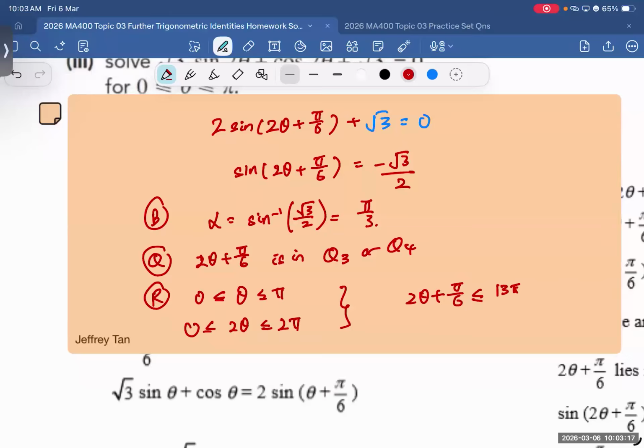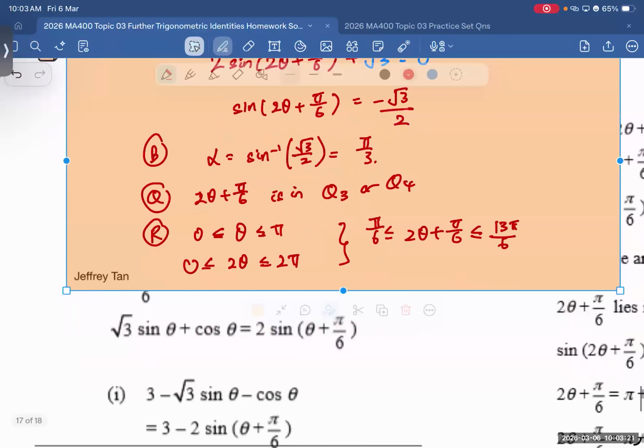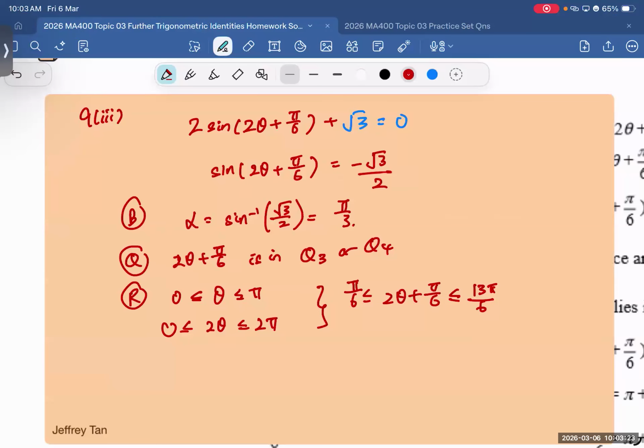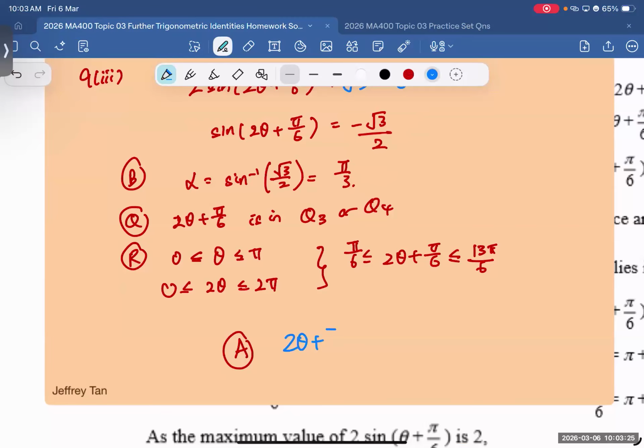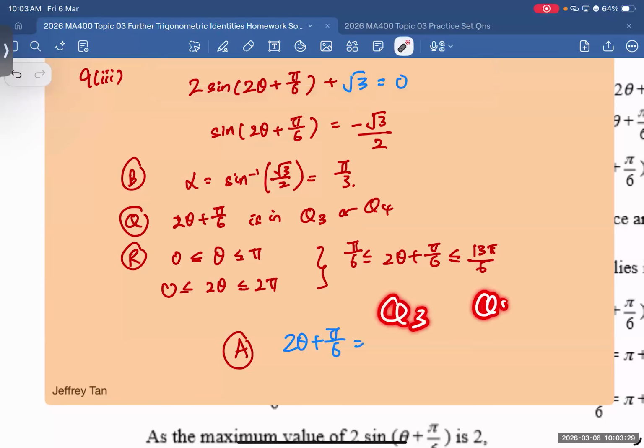Now I'm doing part 3. And then finally, for the answer, 2 theta plus pi over 6. Remember, you need to put down quadrant 3 and quadrant 4 answers. Meaning quadrant 3, your answer should be pi plus alpha. Quadrant 4 answer should be 2 pi minus alpha.